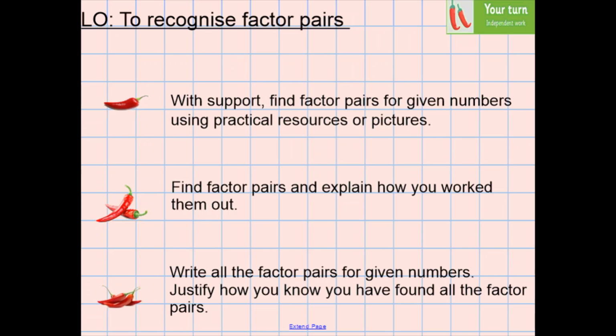Chili 2, I want you to find factor pairs, but explain how you've worked them out. So can you talk to a grown-up or somebody to talk about how you've actually worked those out? And Chili 3, write all the factor pairs for given numbers, but justify how you know you've found all the factor pairs.